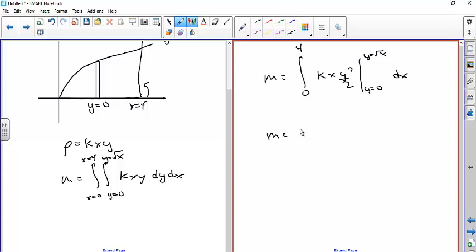So we get the mass is the integral from 0 to 4 of kx times the square root of x squared minus 0 squared, over 2. So let's factor out the 2 here. So we get kx over 2. Those are all constants. We get the square root of x squared minus 0 squared times dx.